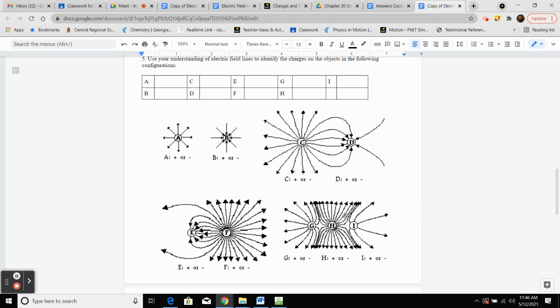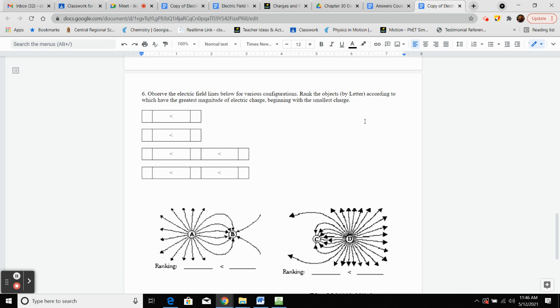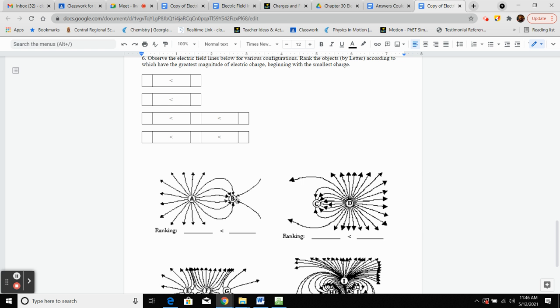For this one, you guys are just going to tell me whether it is positive or negative depending upon the way the lines are moving. In number 6, they want to know more specifically the magnitude. Which one has a greater magnitude? So A and B, which one is stronger? How do I know? Well, which has more lines coming out of it or going into it? A is stronger, so A would be over here, and this would be B.